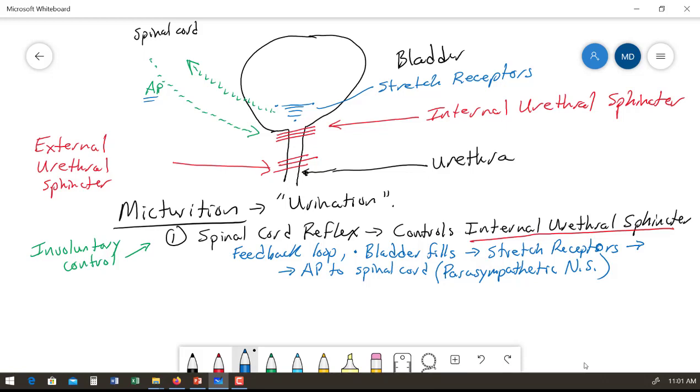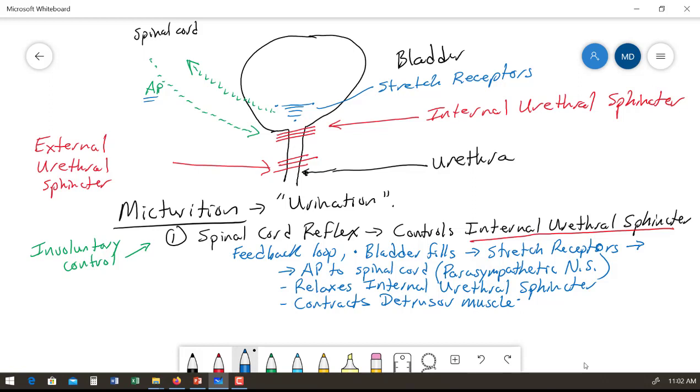So this parasympathetic signal actually does two things. It relaxes the internal urethral sphincter, and at the same time it contracts the detrusor muscle. And these are actually a set of muscles, so I'm going to put muscles.